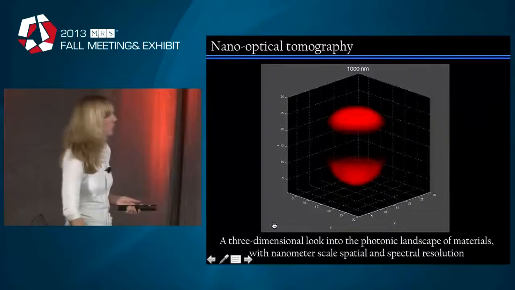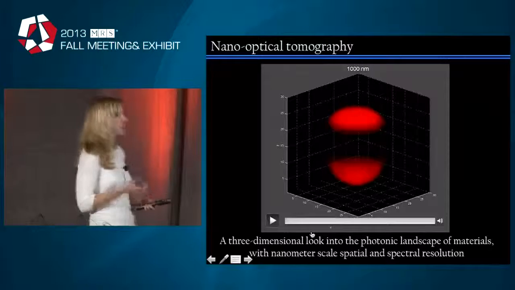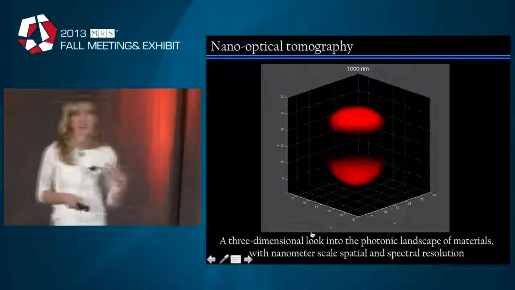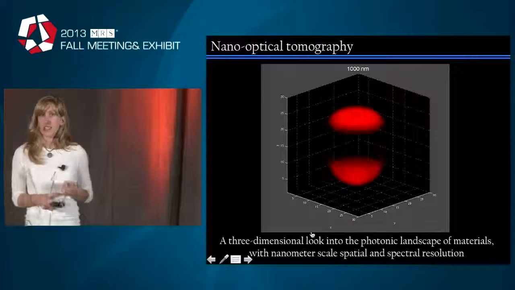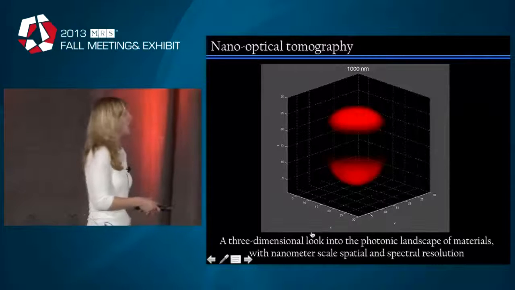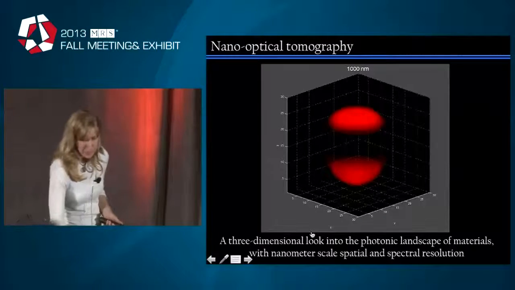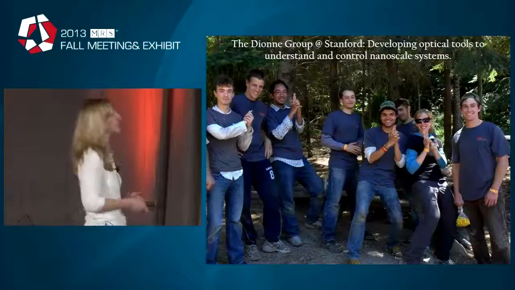So I think this is a really cool and powerful technique to gain a three-dimensional look into the photonic landscape of materials, including the local density of optical states and any radiative emissive properties, ideally with nanometer scale spatial and spectral resolution. Okay, so last part of my talk.